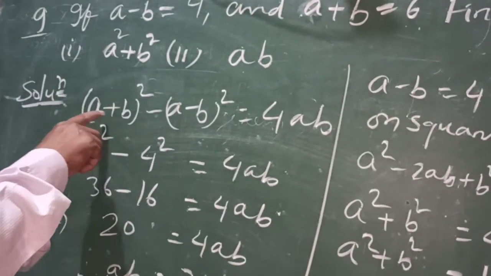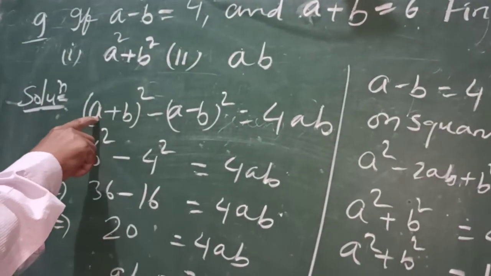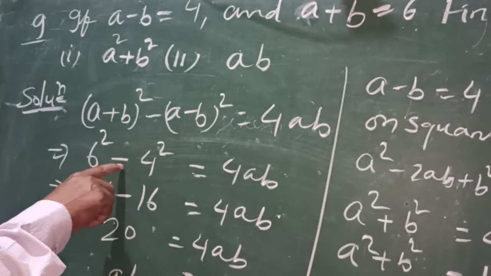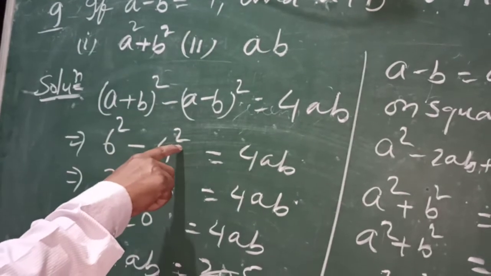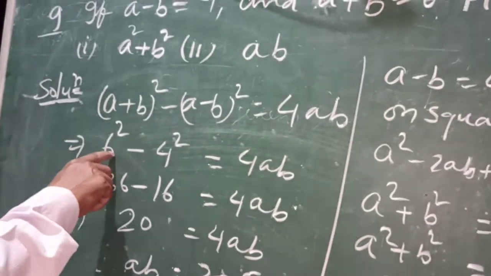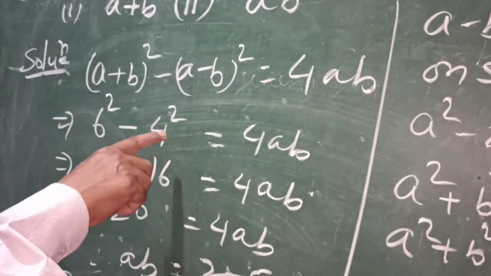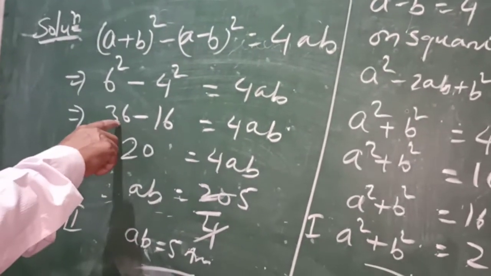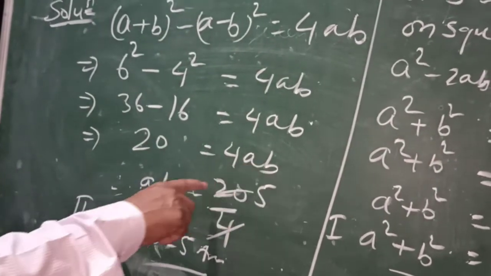Putting the value of a plus b, having here 6, in place of 6, a plus b is equal to 6 and raising power 2 minus a minus b, put the value 4. Whole square is equal to 4ab. 6 square means 6 into 6, 36, minus 4 into 4, 16, is equal to 4ab. 36 minus 16 is equal to 20, is equal to 4ab.